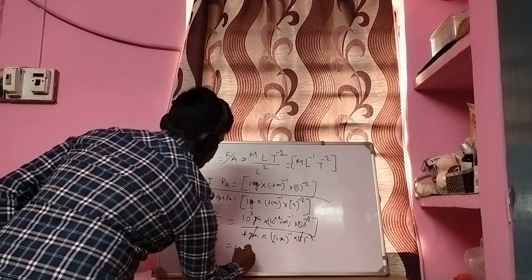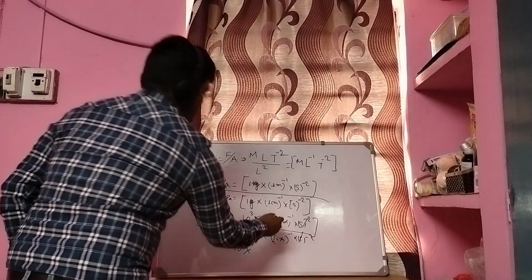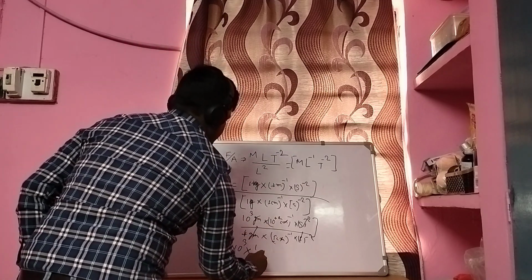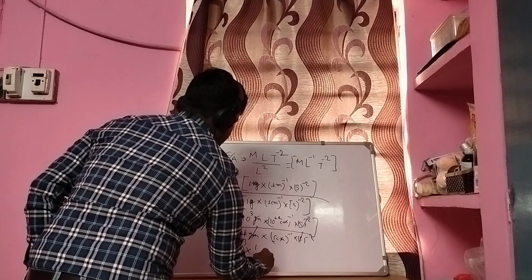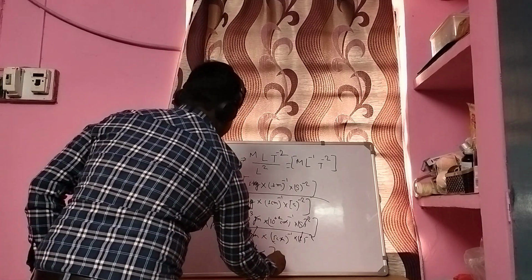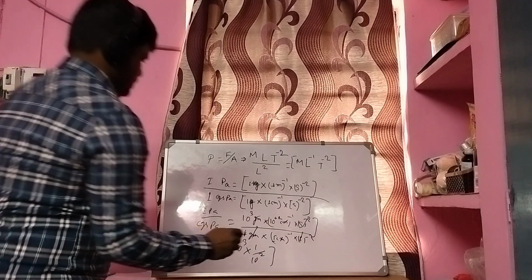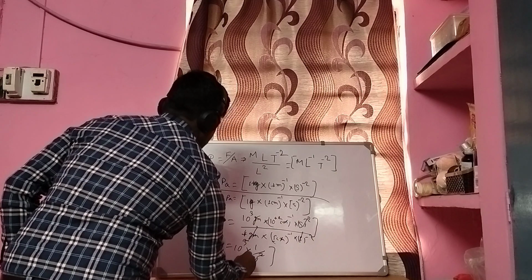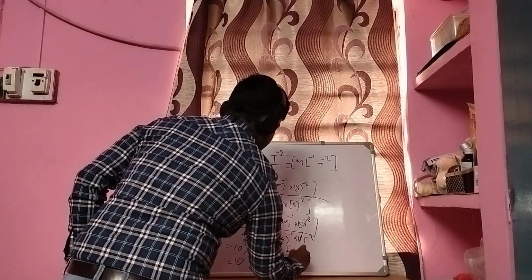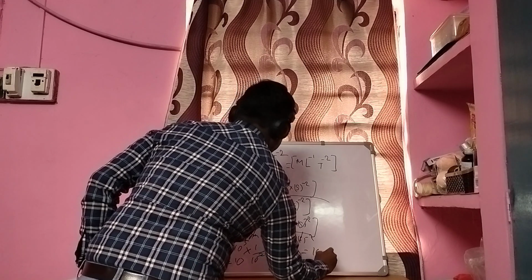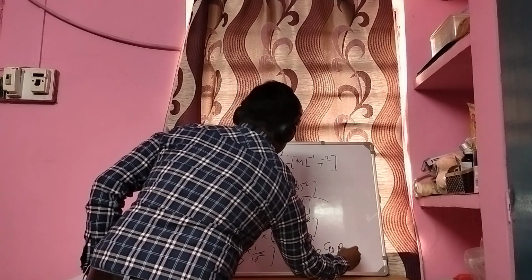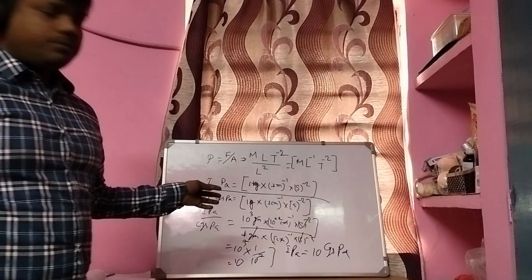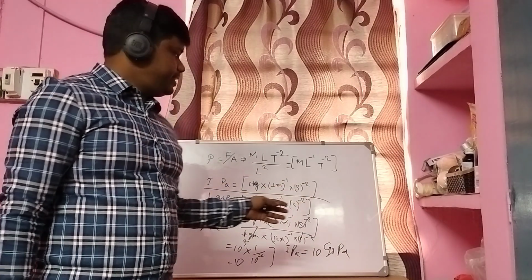What does it come to? 10 to the power 3 into 10 to the power minus 2, that is 10 to the power 1, so it comes out to 10. So we can say that 1 Pascal is equivalent to 10 CGS pressure. This way we can convert from one system to another system of any quantity.